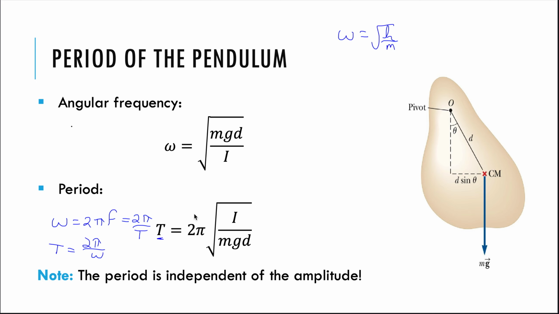If we can calculate the period of oscillation of an object that is oscillating about a point, and if we know where its center of mass is located, that means we know this distance d, and we can calculate the period experimentally. Then we could actually figure out the moment of inertia of that object. Let's look at one question.